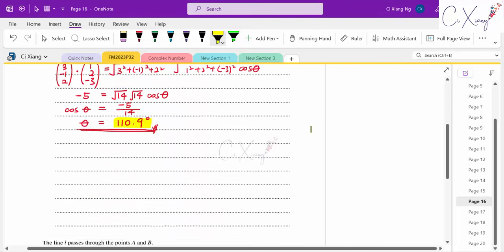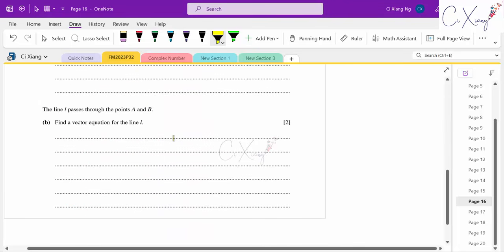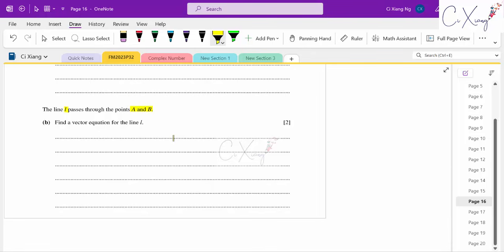Okay, so let's continue further. For part B, they say the line L passes through the points A and B. Find a vector equation for the line L. That means we are having a line L that passes through A and also B. So to form the vector equation, the general formula will be r equals a plus tp, where a is a passing point of the line. We are having two passing points here, so it is more than enough for us to find the vector equation for this part.